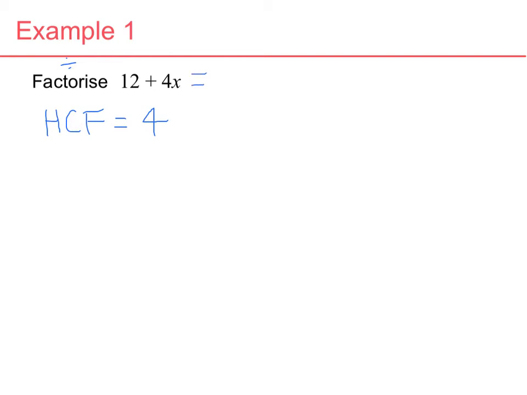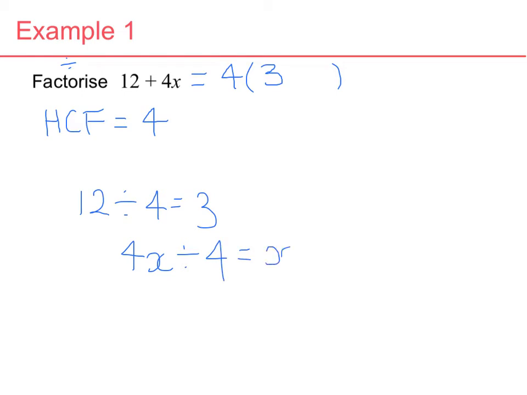We'll start by writing that outside a set of brackets. So once we identify the highest common factor, it's the term that's attached to the outside of the brackets. What we now need to do is figure out what the remainder is when I divide both of those terms by that highest common factor. So 12 divided by 4 leaves me with 3. So the first term that needs to go inside my set of brackets is a 3. 4x divided by 4 leaves me with x.